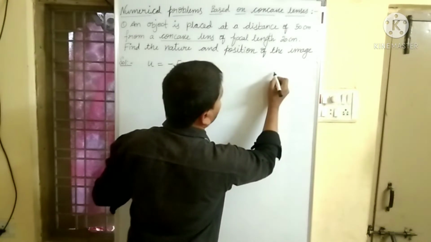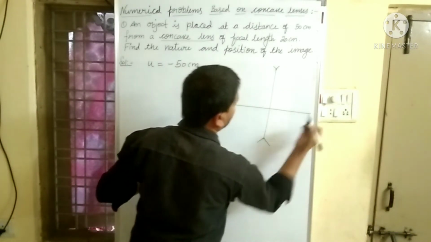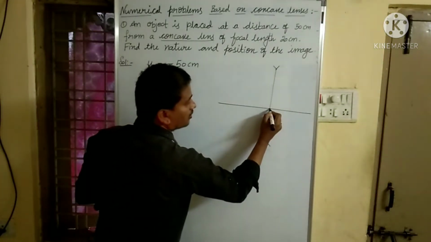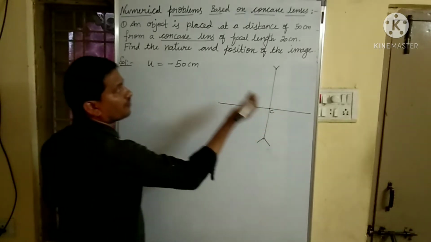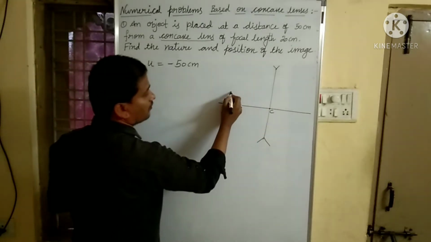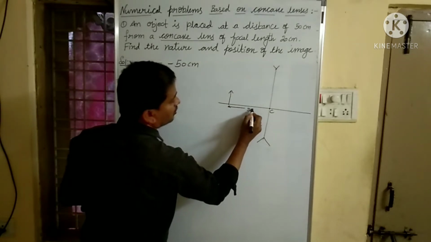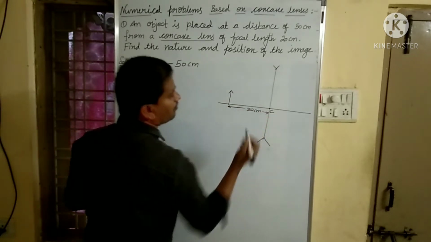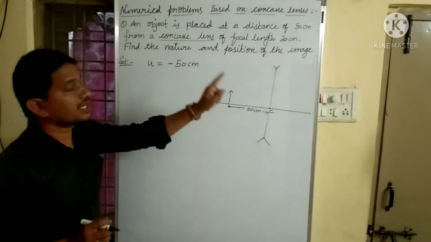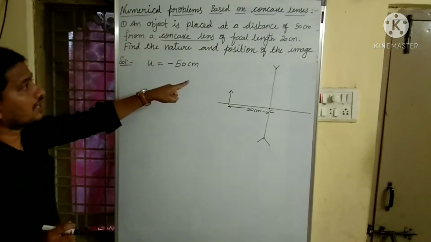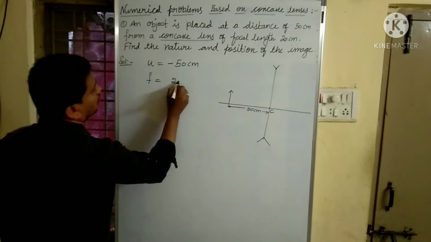Suppose this is our concave lens, and this is our optic center. An object is placed at a distance of 50 cm from the optic center. The concave lens has a given focal length of 20 cm.